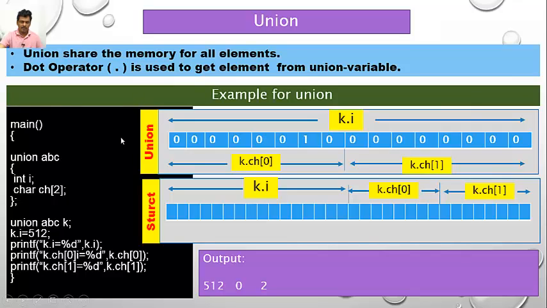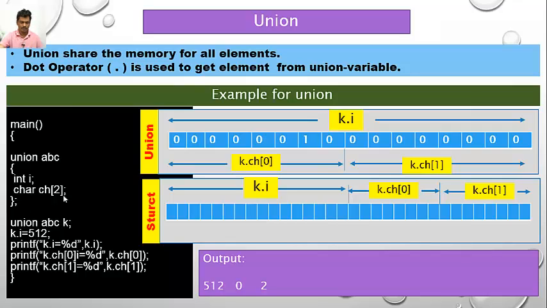If we want to save memory, that is, reduce the usage of memory, we use union. The definition is just like the definition of a structure. Union is a keyword, followed by the name of the union and the elements of the union. This is the declaration of a union variable; k is a union variable. It's just like a structure definition, with only the keyword changed.